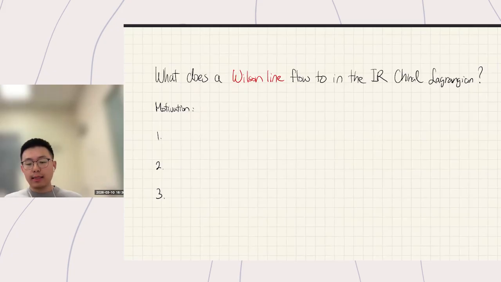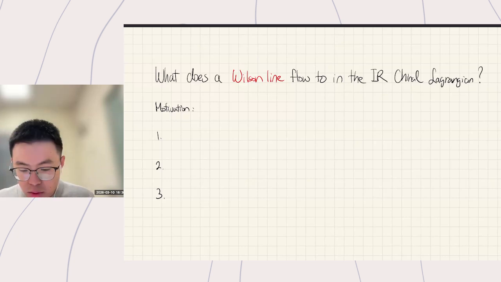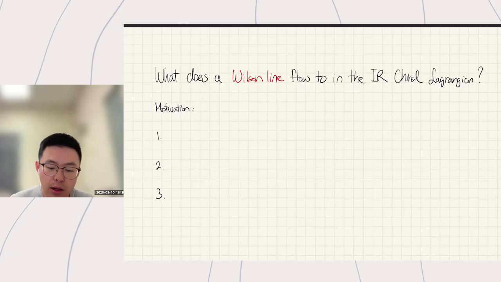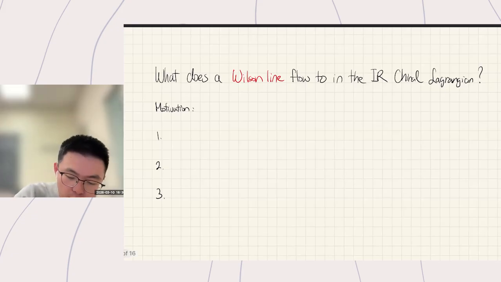So the talk today is basically about answering the following question. What do the Wilson lines in UV QCD flow to in the IR chiral Lagrangians? So this is a question that, to my best understanding, is not addressed in the literature. And in some sense, this is a question that should have been addressed almost decades ago. But as you will see, the answer to this question is kind of intricate, and the question is well motivated for several reasons.